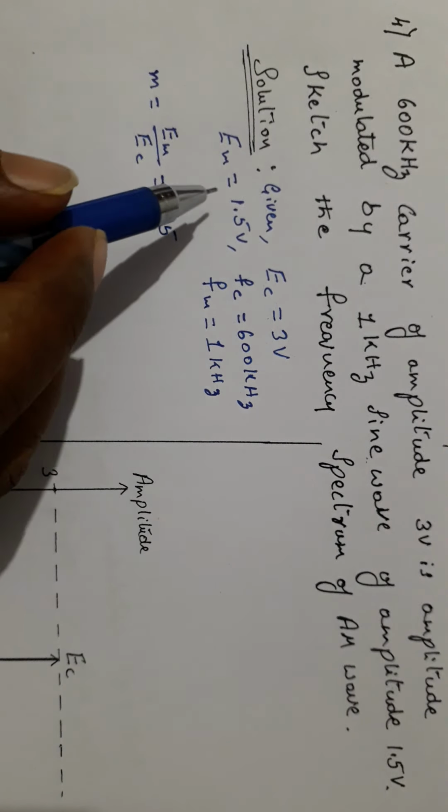Next, the lower sideband frequency. FLSB equals, you know the formula, FC minus FM. That means 600 minus 1, taking the kilo common, that equals 599 kilohertz.